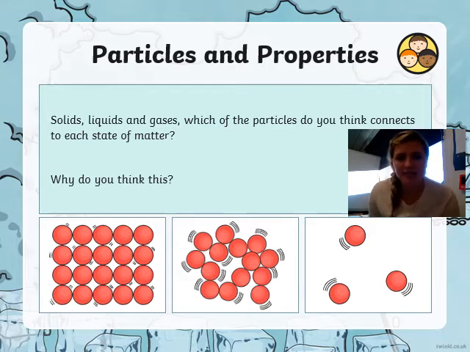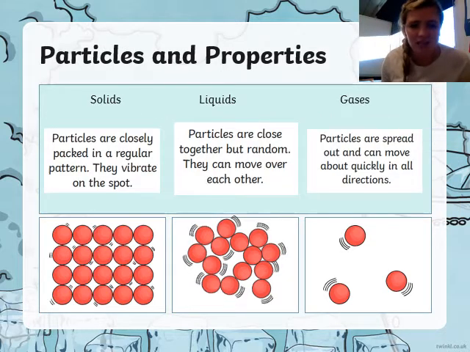So, solid, liquids and gases, which ones do you think connects to which state of matter? So we've talked about these a little bit before, so I want you to see if you can try and connect which one is a solid, which is a liquid and which is a gas. Okay, so let's have a look. So you should have said that the solids were the first lot, the liquids were the middle, and then the gases were the end. And this is how we can differentiate solids, liquids and gases.